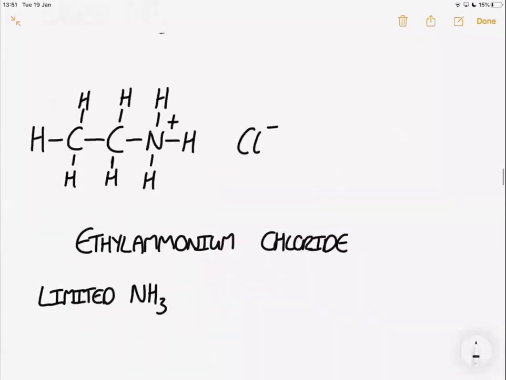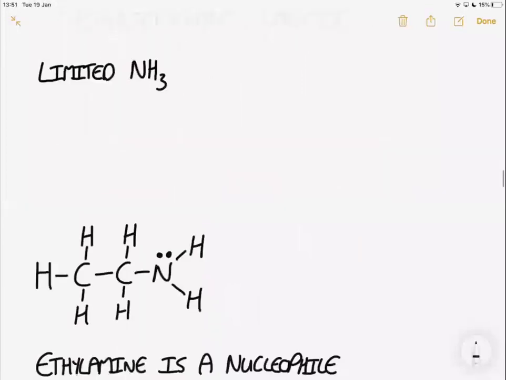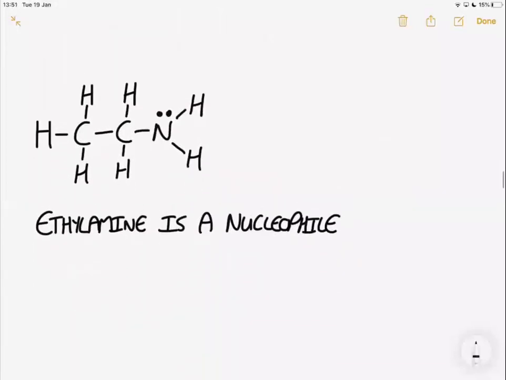Here's the other reason it matters that we specify there's an excess of ammonia. Plot twist, ethylamine is a nucleophile. We know that already because we've done some carbonyl chemistry and we've looked at the nucleophilic addition elimination mechanism, right? We know that amines can act as nucleophiles. And of course, I pointed out earlier, there's a lone pair on the N. If it's got a lone pair, it can act as a lone pair donor, could be a nucleophile.